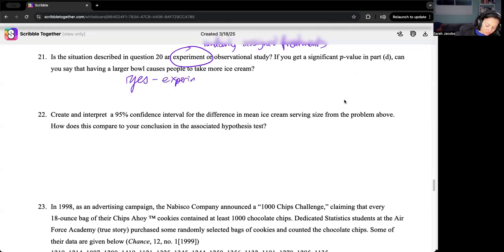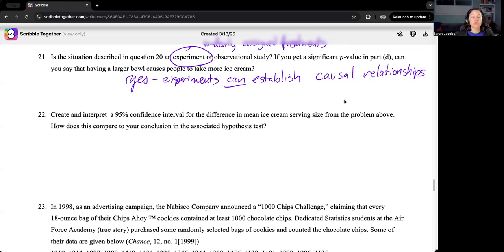Experiments can establish, I'm going to spell this one carefully, causal, not casual, relationships. Observational studies can only establish associations. Again, study above, fairly weak. We definitely want to repeat that, but it was an experiment.